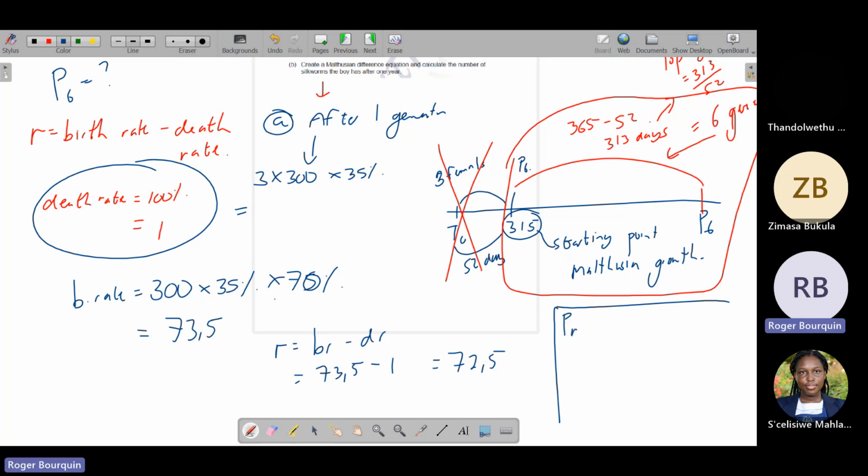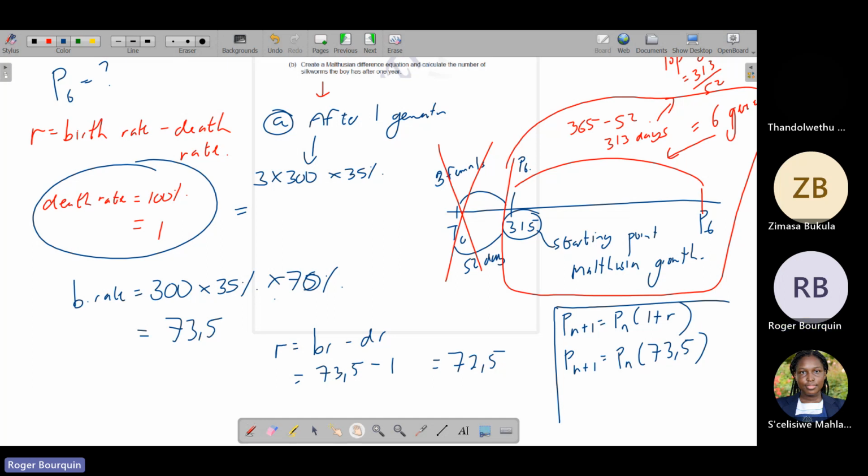So P to the n plus 1 is equal to P to the n times (1 plus R), right? So P to the n plus 1 is equal to P to the n times what? 73.5. There's our formula. Now remember when we had this example of a 12% growth rate.